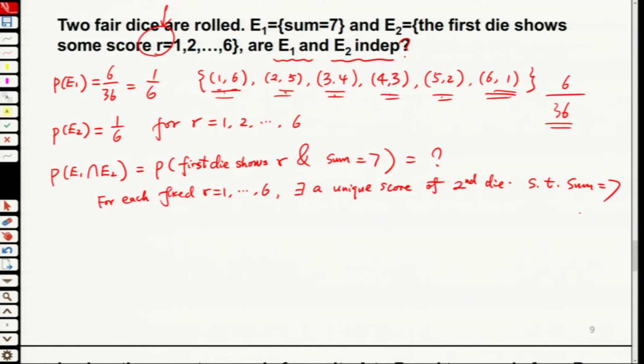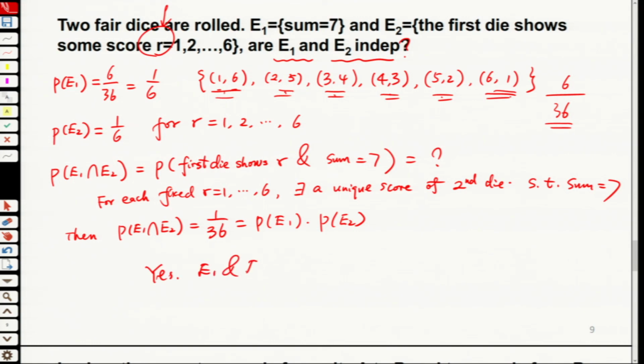Okay? So therefore, the probability of E1 intersect E2 is actually equal to 1 over 36. Because if you fix r to be 1, then the second has to be 6. So that's 1 over 36. So this actually equals the probability of E1 times the probability of E2. So the answer is yes, E1 and E2 are independent.